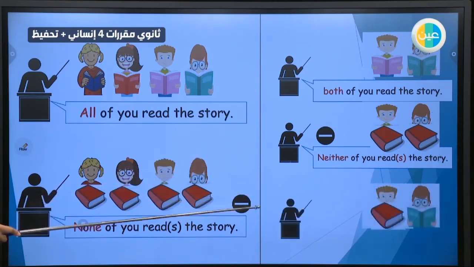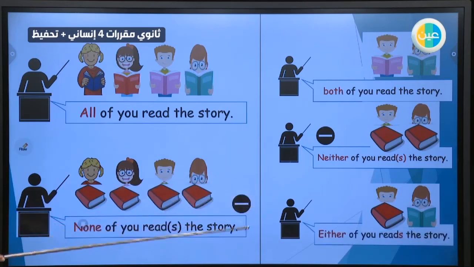Then we have here the teacher, just one of them read the story, either of you reads the story. Not all, not both of you. We use either, just one of you read the story or reads, sorry, read the story. We have to write S, reads the story.